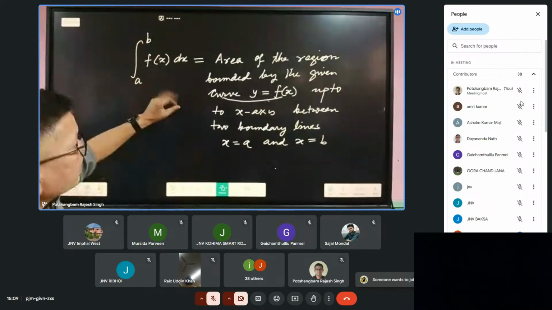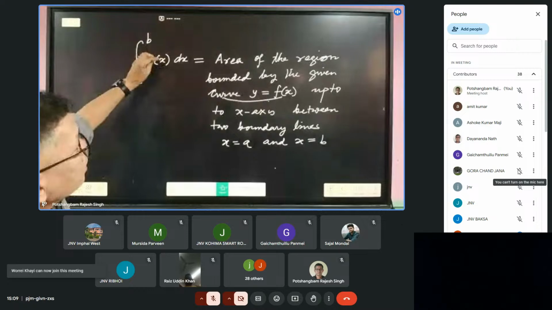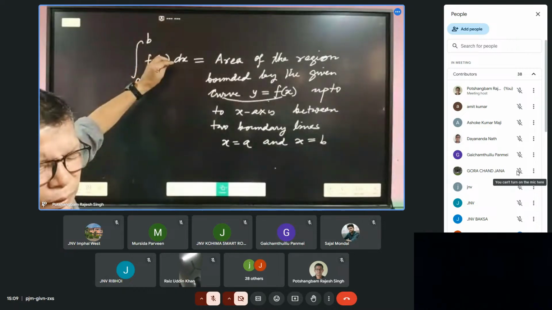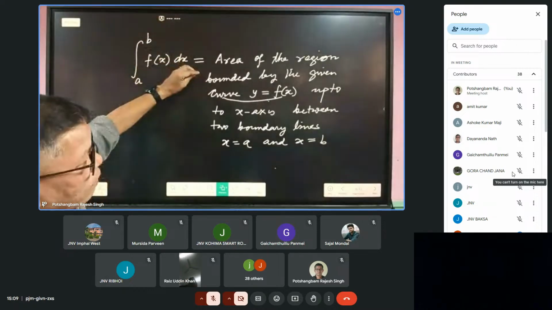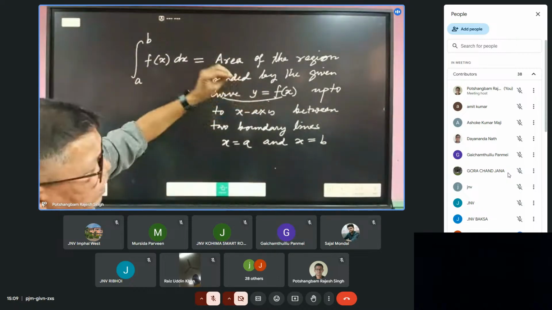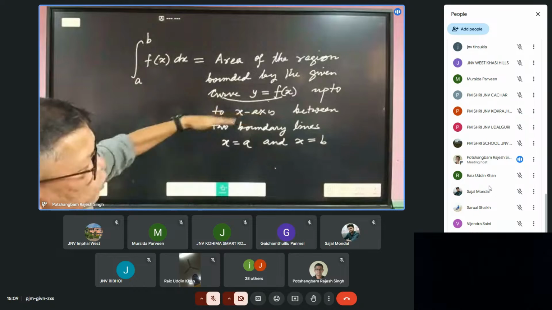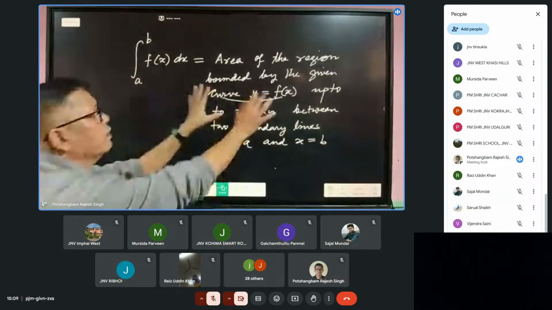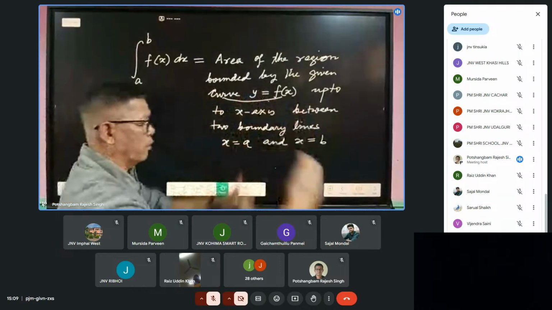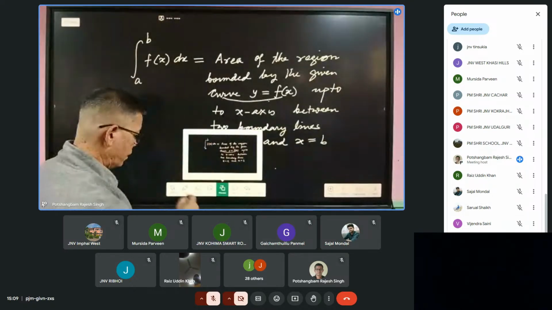I repeat once again, what can definite integration do? Definite integration can find the area of the region bounded by a given curve up to the x-axis between the two boundary lines. This thing I would like to explain more, so that it is easily understood on your side.